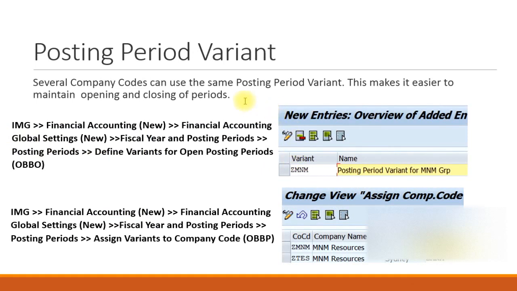Now, just like we defined a fiscal year variant, we need to define a posting period variant. This will ensure which periods can be opened or closed, and the same posting period can be used by different company codes. Now let's look at the configuration of the posting period variants.